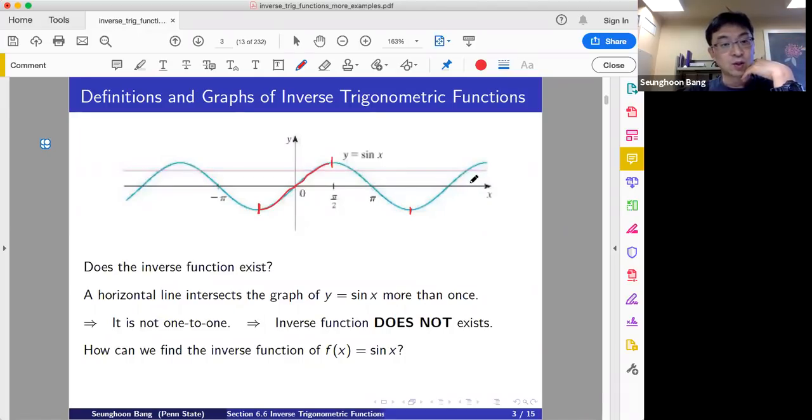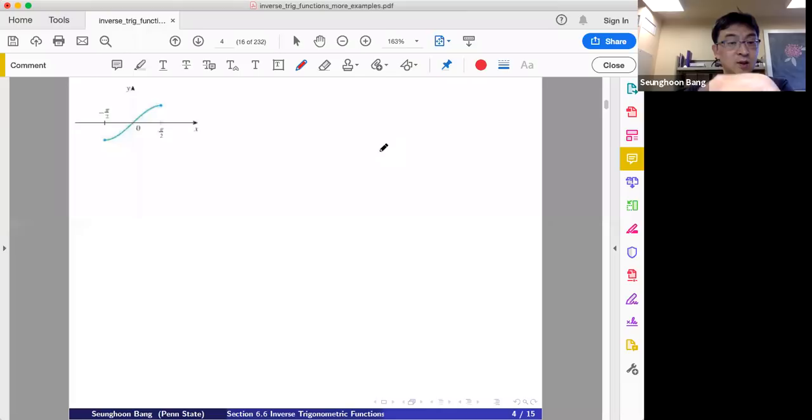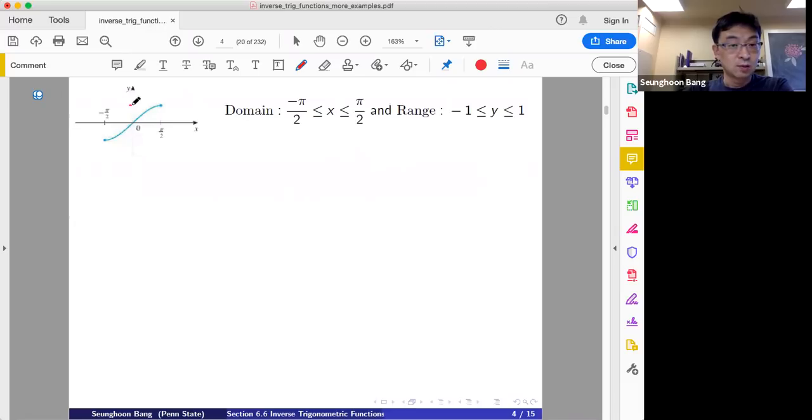I will choose one, the typical case, the first one, from negative pi over 2 to pi over 2. This is one idea: restrict the domain so that x is between negative pi over 2 and pi over 2. So here, this is the sine function. The domain is negative pi over 2 to pi over 2. The range is minus 1 to 1.